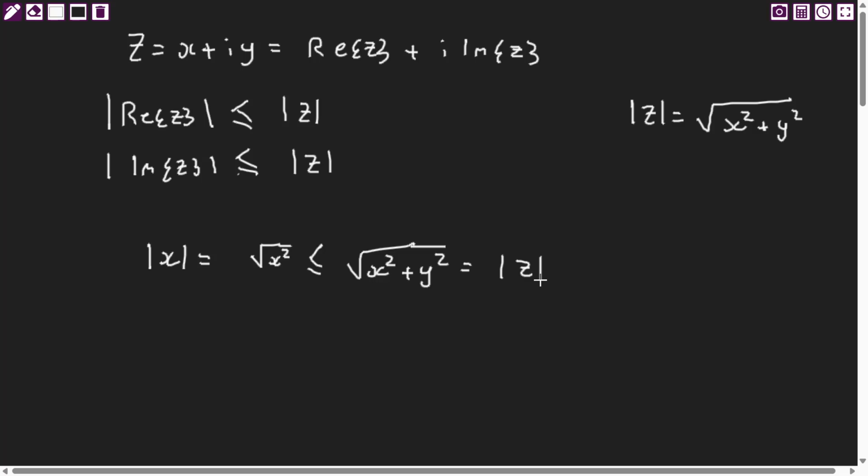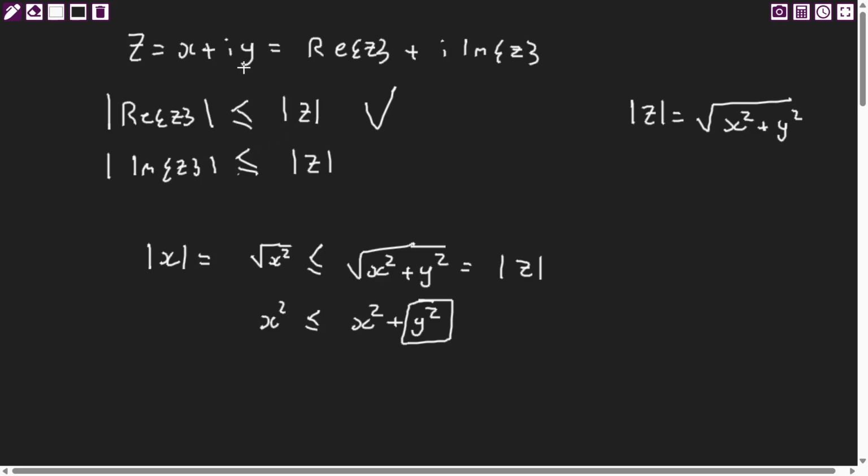To make that even clearer, we can square both sides of this, and we're allowed to do that because both sides of the inequality are positive. If we square both sides, we get that x squared is less than or equal to x squared plus y squared, which is obviously true because y squared will always be positive. And so that proves this, and the proof for the imaginary part is awfully similar.